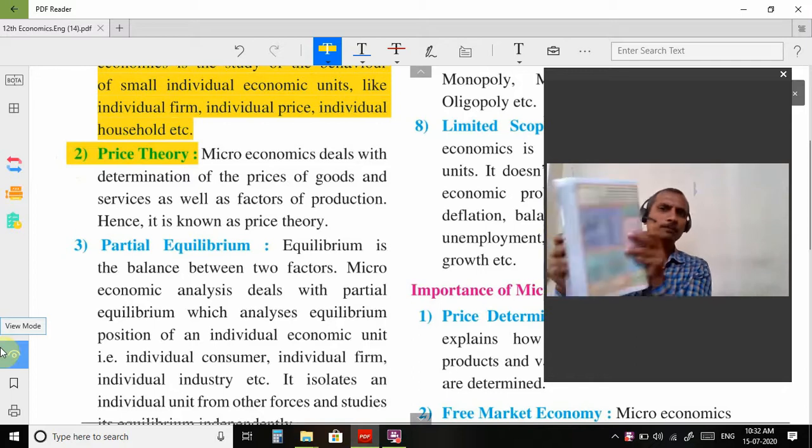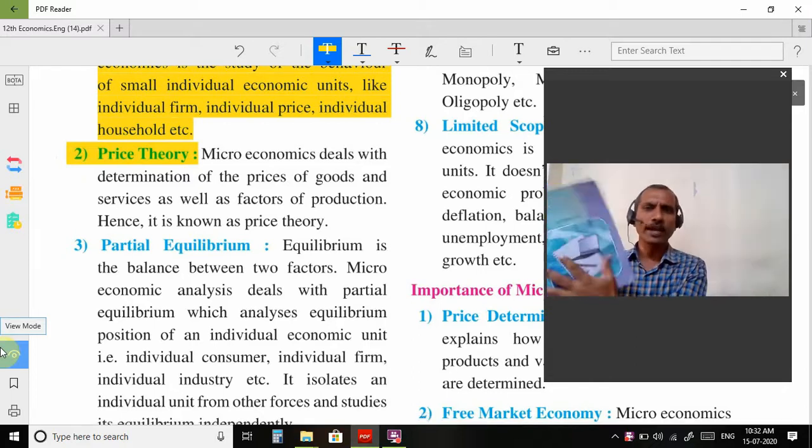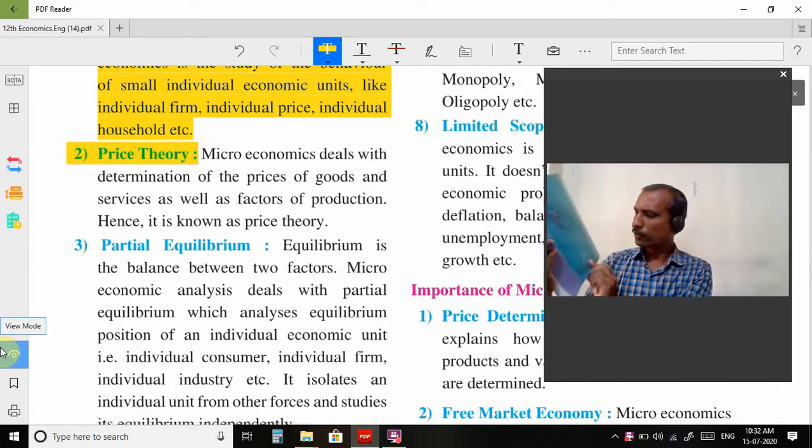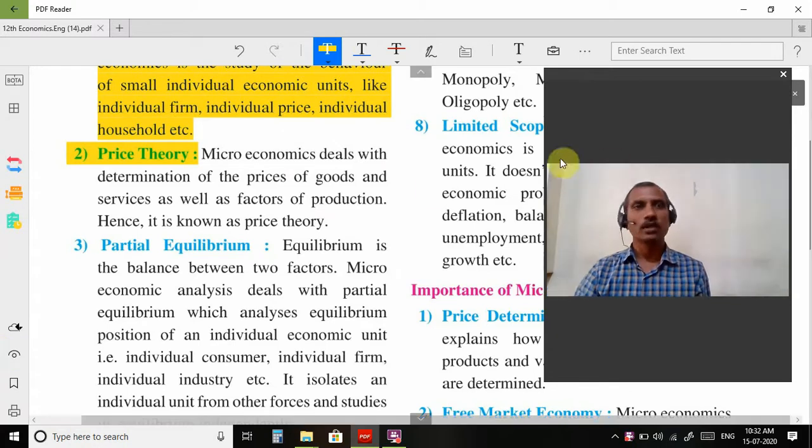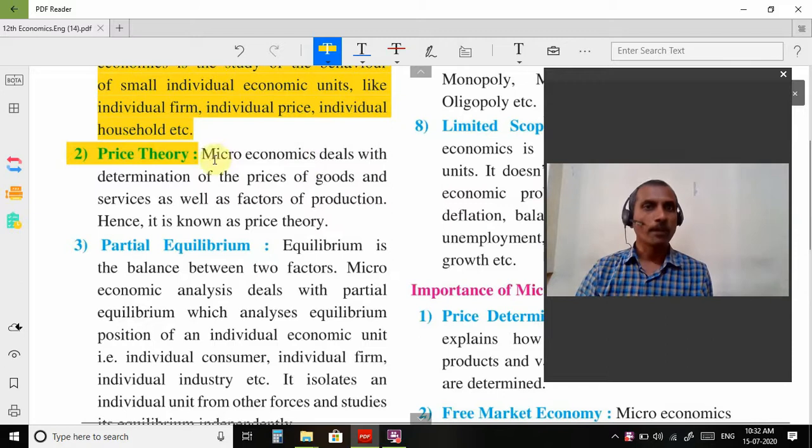For example, the price of bookkeeping and accountancy. What is the price of bookkeeping and accountancy? That is 212. So how is this price going to be decided? Demand and supply. These two things are very important to determine a particular commodity's price. So microeconomics deals with the determination of price of goods and services as well as factors of production.